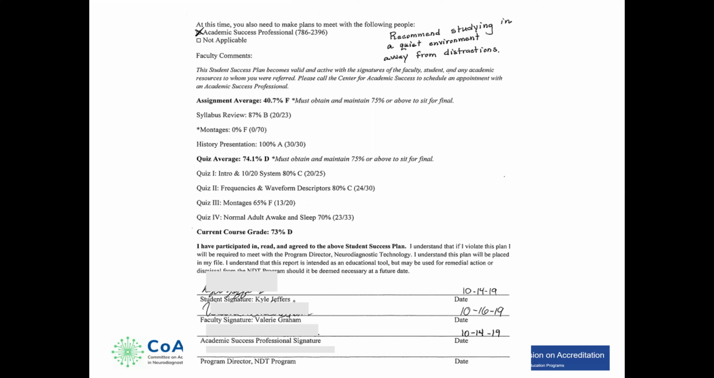The quiz average was hovering right at a 75%, but it was 74.1. So they have to maintain a 75 or above. And then assignments were down to 40%. When he did complete them, he completed them well, A's and B's, but then he would do some and just blow them off and get a 0, which really does get your average down quickly. And then of course his course grade overall then fell to a 73 also.